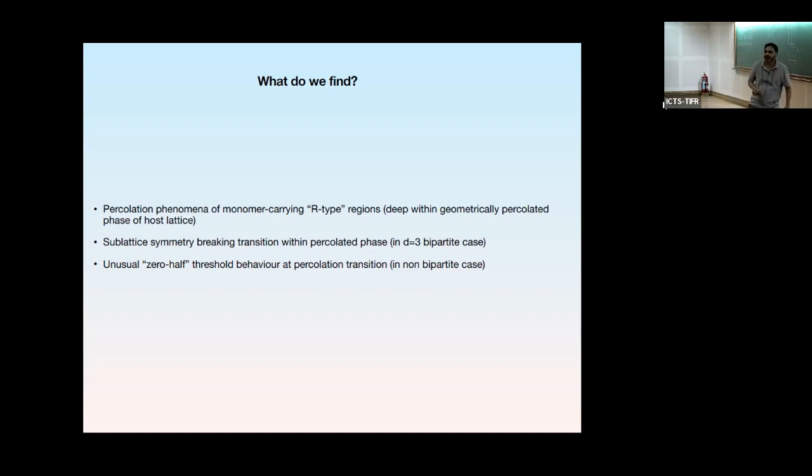I'm calling it zero half, because what we find is that you do this dilution, beyond some dilution fraction, roughly half the samples have monomer regions that percolate, the other half don't. So this seems to violate some very general principle, except that, you know, that general principle is about independent events and things here are highly correlated. Okay, so these are the findings. So that's the talk, really. Now I'll tell you why we started studying it in a bit more detail.